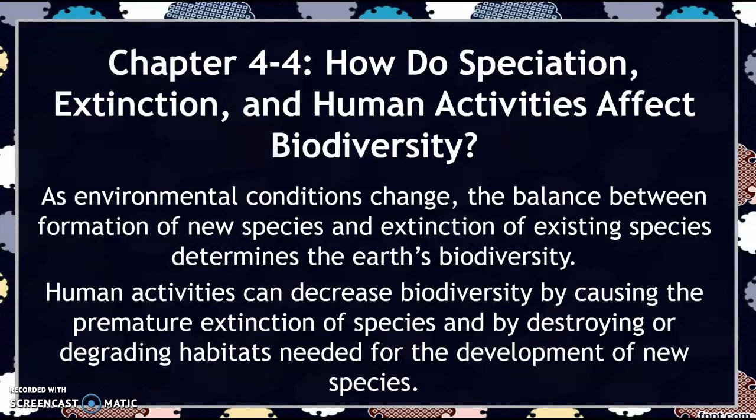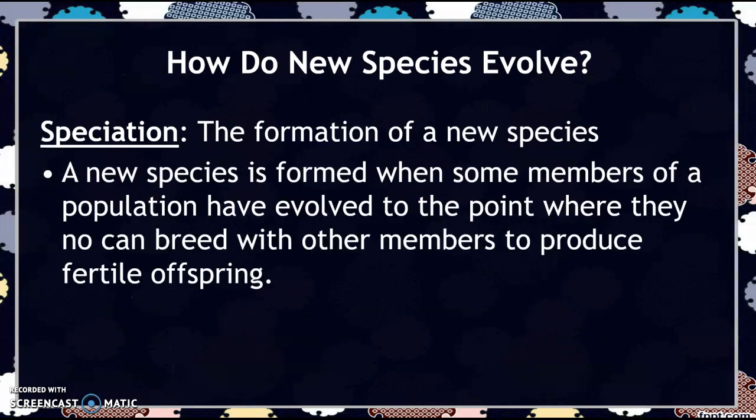The two main ideas here are, first, as environmental conditions change, the balance between formation of new species and extinction of existing species determines the Earth's biodiversity. The second main idea here is that human activities can decrease biodiversity by causing premature extinction of species and by destroying or degrading habitats needed for development of new species.